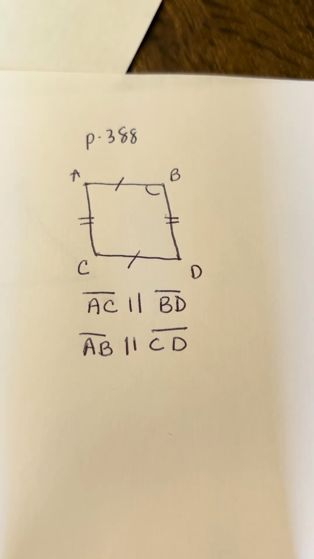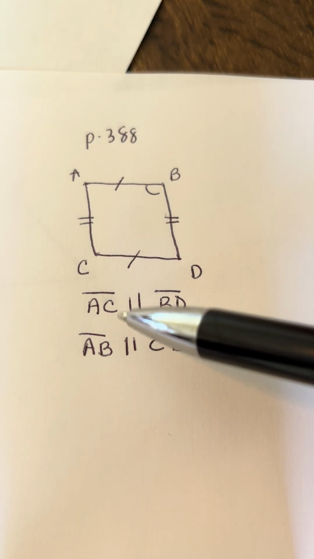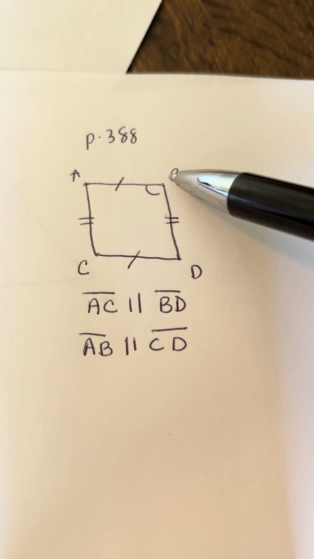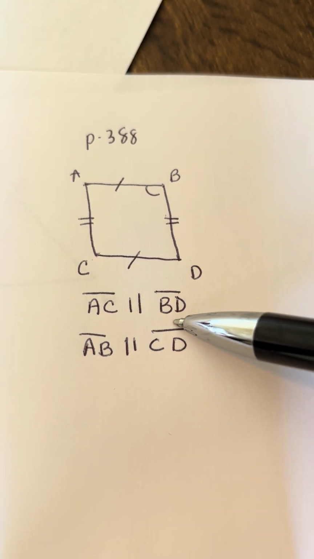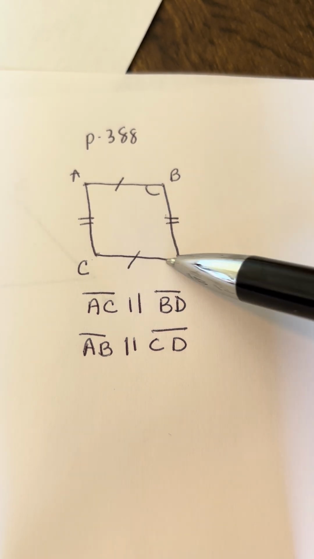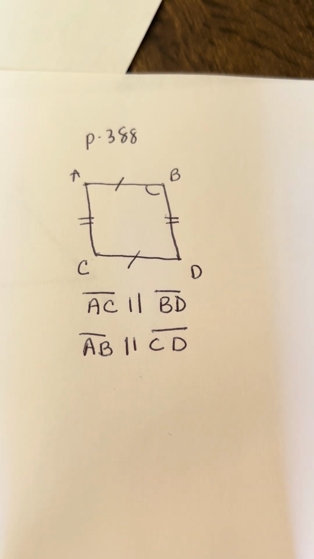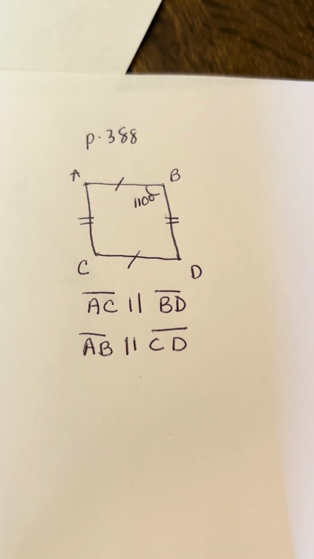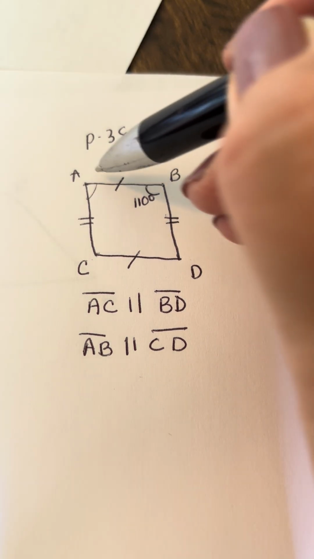It says in the figure ABCD, the opposite sides are parallel. So that is shown right here. Segment AC and segment BD are parallel. That's what this says right here. And then AB and CD are parallel. So they are parallel. I know that angle B is 110 degrees, and they want me to find the angle for A.